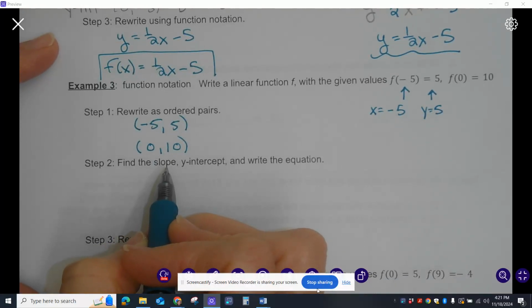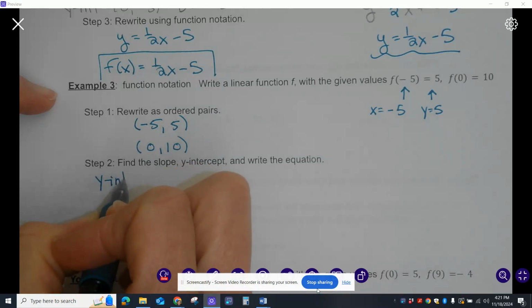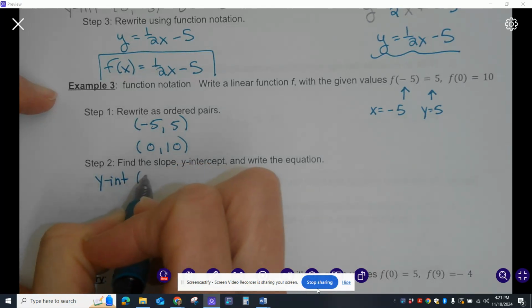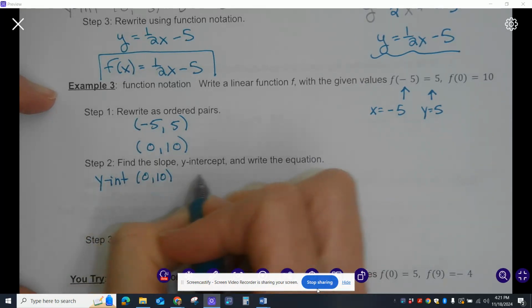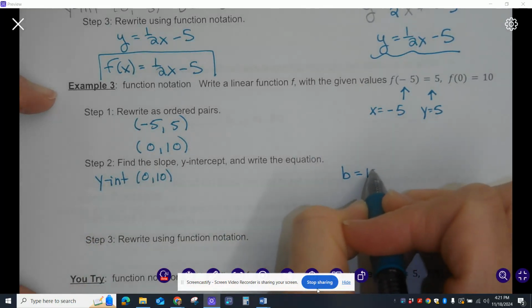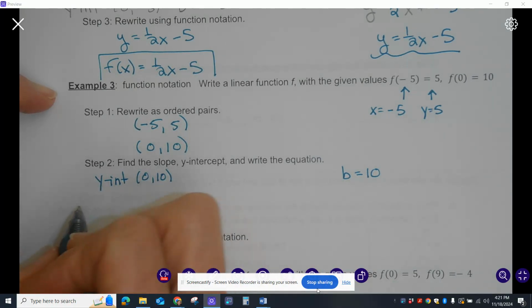So I'm actually going to go down here, and this time I'm going to find my y-intercept first. And it is 0, 10. I know that because the x value is 0. So over here I'm going to say my b is 10. Okay, now I have to find my slope.